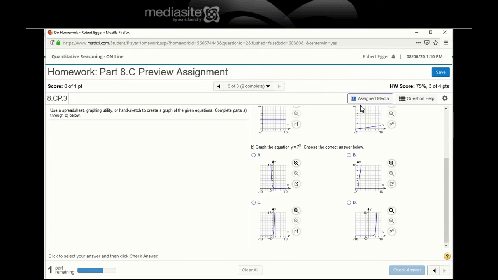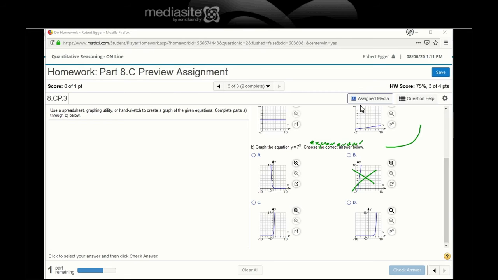Graph the equation y equals 7 to the x. Okay, now this is an exponential. So I know it's going to do something like that. So that rules out this guy, because that's linear. Okay.